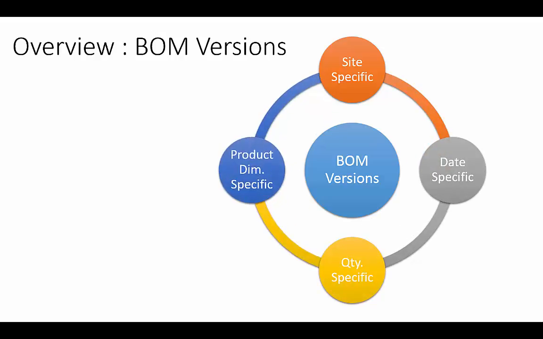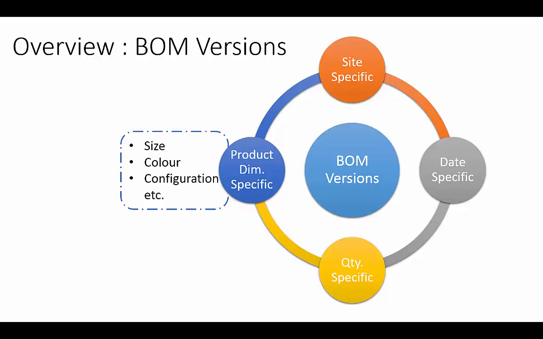Product dimensions refer to the different colors, sizes, and configurations of the product. Let us try to understand the BOM version with a couple of business cases. Case 1 explains why we need a site-specific BOM version.